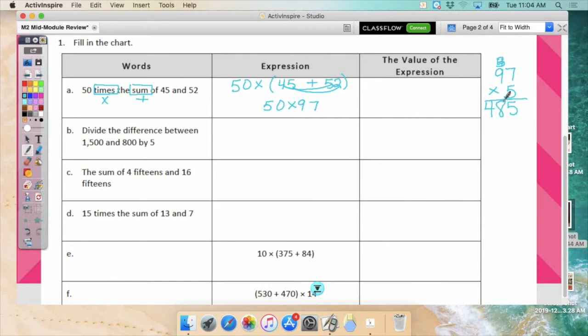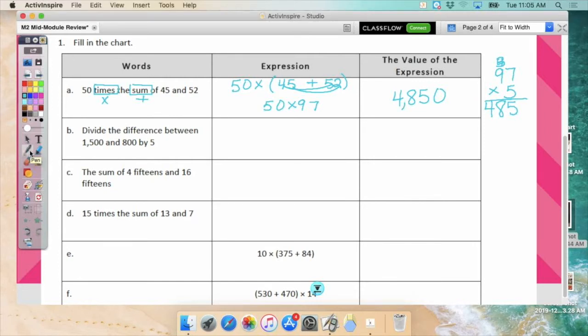Okay, did you get 485? Yeah. Okay, so is that my answer? Yeah. No, it's not. So what is my answer? What do I need to do? I need to put a 0 at the end because remember I took this 0 off? So I need to write it at the end.